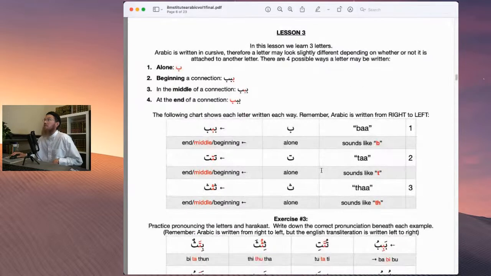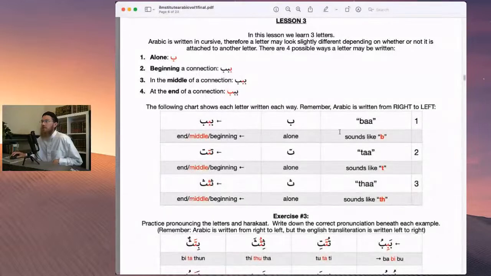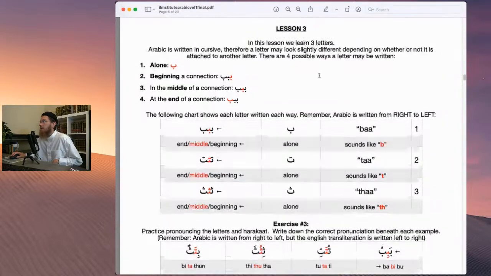Now, lesson 3, this is when we start really hitting the ground running. Now we're really going to start learning how to read because you're going to start learning the different letters. So this might take more time and more practice, but this is how you really start learning, inshallah, how to read, because you need to learn the letters. So lesson 3: in this lesson, we learn 3 letters.